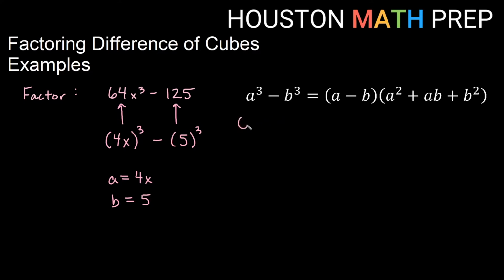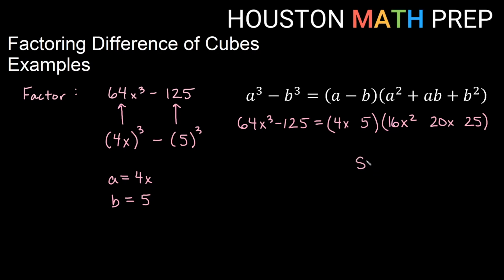Okay, so going over here, we will say 64x cubed minus 125 equals short factor with a and b. We'll have 4x and 5. Long factor, a squared, ab, and b squared, right? So square of the front goes in front. Squaring 4x will give you 16x squared. Square of the back goes in back, so 5 squared would give us 25. And multiplying in the middle, a times b, 4x times 5 will give us 20x for our middle term in the long factor.